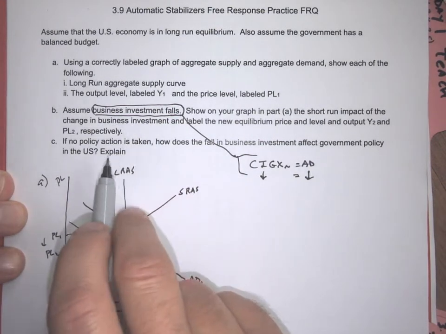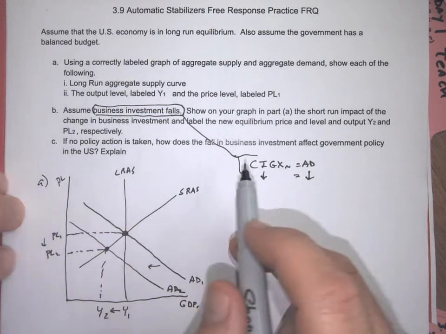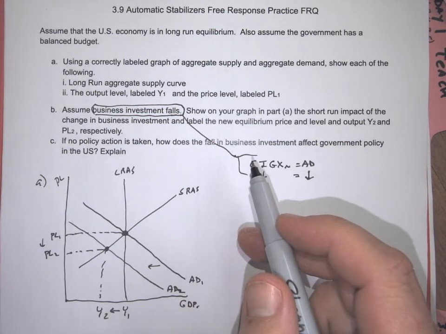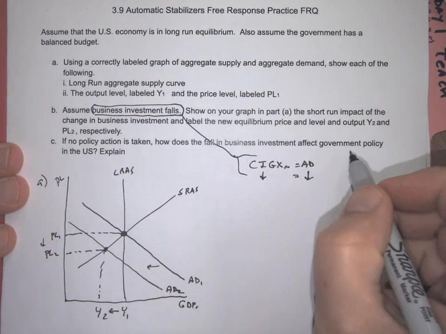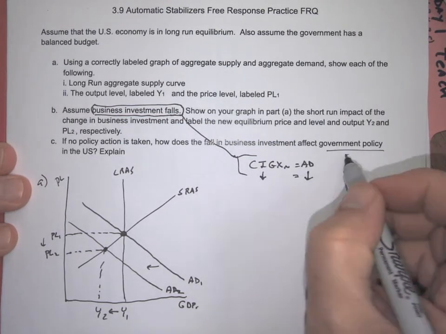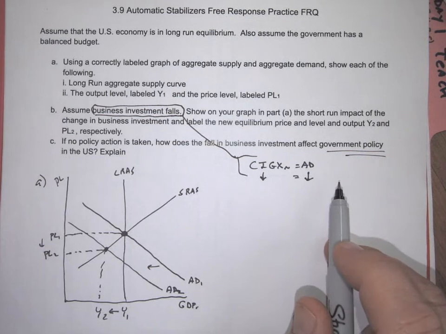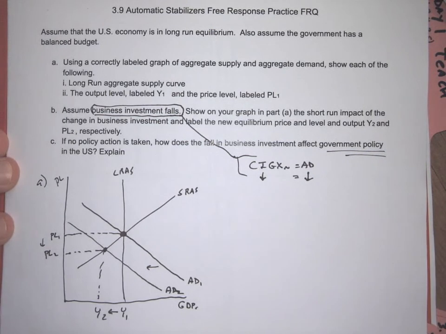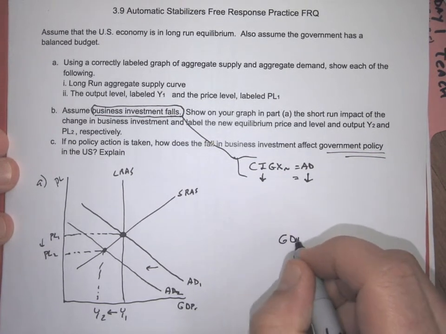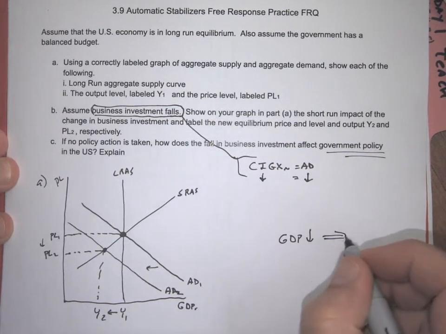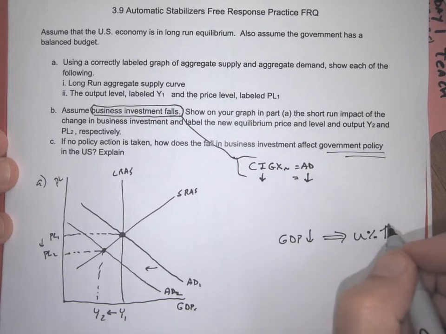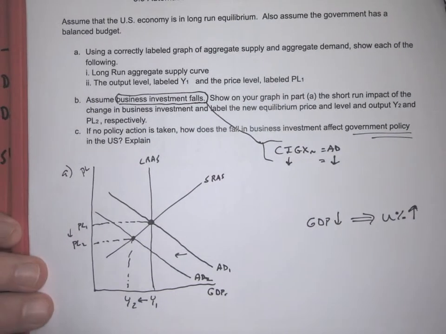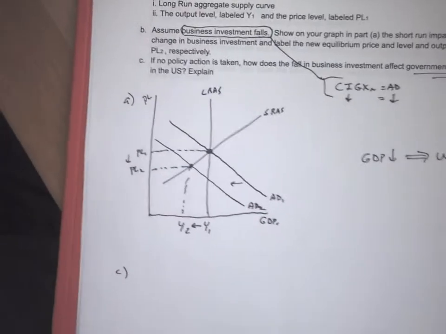All right, so part C. If no policy action is taken, how does the fall in business investment affect government policy in the U.S.? Explain. Okay. Government policy. So this means we have to have a little bit of knowledge of what happens during a recession. So if GDP is decreasing, that means unemployment is increasing. So if I know that people are not working.